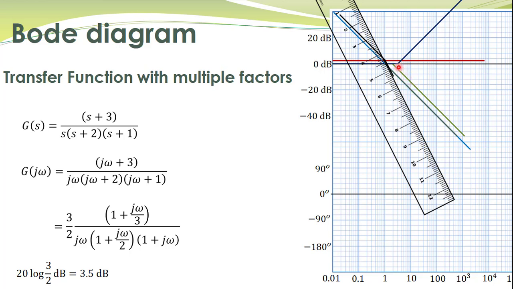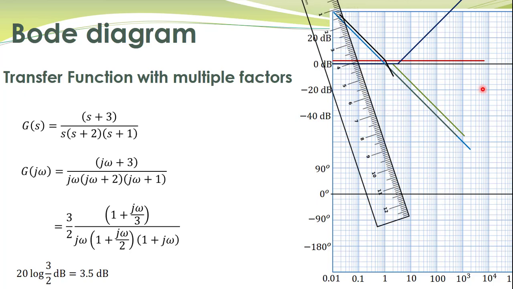After this frequency, this green line also plays its role. So minus 20 dBs per decade for this line, minus 20 dBs per decade for this blue line, and minus 20 dBs per decade for this black line. So from here onwards, you should draw a line with a slope of minus 60 dBs per decade. Up to which frequency? Up to this corner frequency.